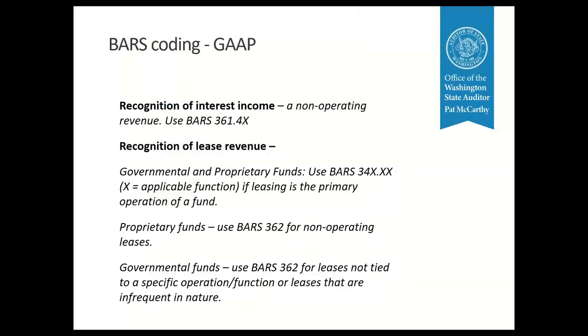Let's talk about some BARS coding here. Interest income is always going to be a non-operating revenue, so it's always going to be BARS 3614, whatever. The lease revenue in governmental and proprietary funds is only going to be a BARS 3-4, whatever, if the leasing is the primary operation of a fund. So like in ports, you could say that leasing was the primary operation. I've heard of some facilities type funds where you've got buildings you're leasing out. That would probably be the primary operation of a fund. But I think it's more likely that leasing is not going to be, for most funds, a primary operation of that fund. So in proprietary funds, it's going to be non-operating revenue or 362. And then also for governmental funds, it's for leases that aren't tied to a specific operation or function, that are infrequent in nature.